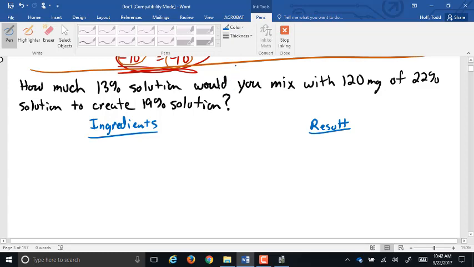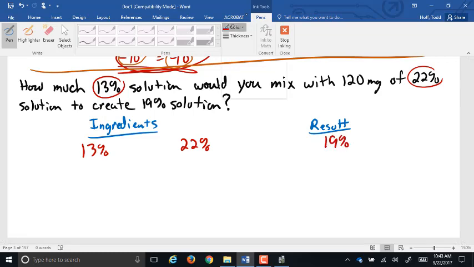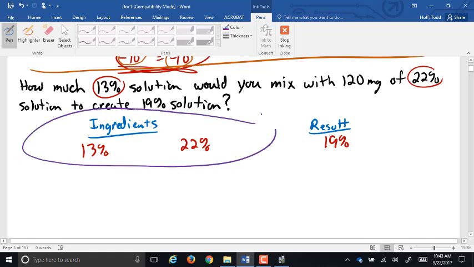Well, our ingredients are what two concentrations are we mixing together here? 13 and 22. And we're going to mix those to try to create 19%. So that's the first part, the ingredients. The two things that you are mixing need to go on the left side of the equal sign. The result that you want to get needs to go on the other side of the equal sign.